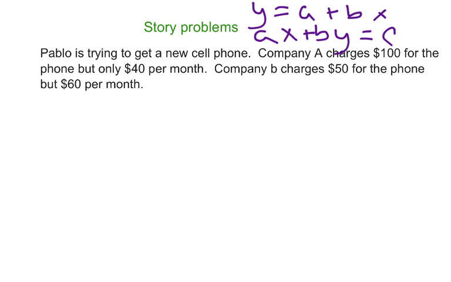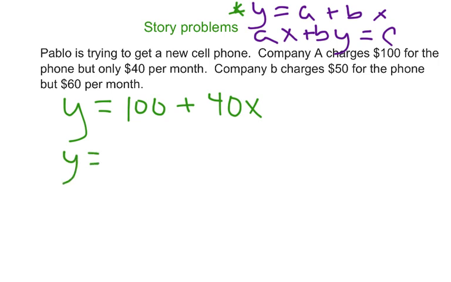The fact that you have an initial amount and you have a constant addition of a value tells you that it is the first kind right here, that it is y equals a plus bx. So company A is going to charge you $100 initially. That's a startup. That's what a represents. And then it's going to be adding $40 per month. And so that's company A. Company B, however, only charges you $50 for that phone. But it's going to charge you $20 more. Oops, I shouldn't have done that. It should be $60, which is $20 more than $40.